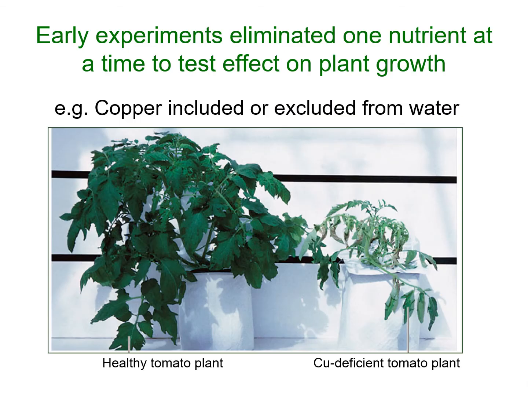Okay, so going back a little bit, early experiments here on Earth tried to eliminate one nutrient at a time in hydroponic culture to test what is the effect of that nutrient on plant growth. So this example here shows you a healthy tomato plant that's grown with all the nutrients that are believed necessary, and then on the right is a plant that is grown in an aquaponic culture without copper. And so when you exclude that from the water, you can see the plant looks pretty sick, and that is a copper deficient tomato plant. So clearly copper is important for healthy growth of the plant.